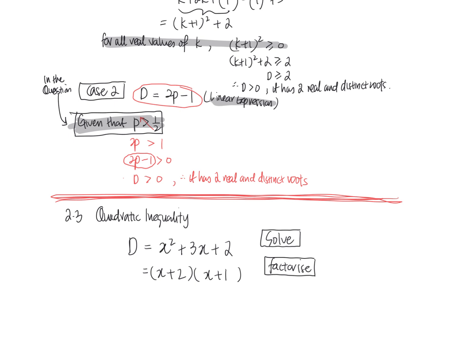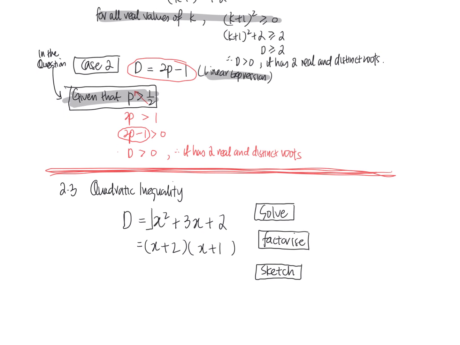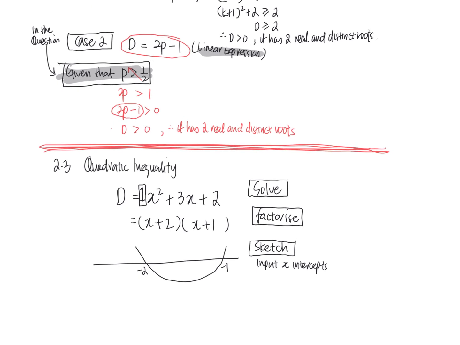Okay, and then next thing you do is you sketch out the shape. Okay, you sketch out the shape. So you know this is 1. It is positive, so it's a minimum curve. And then you input your x-intercepts. Okay, input your x-intercepts, which is -2 and -1. Okay, so after that, you have to follow the instruction of the question. Let's say this question happens to be no real roots. So you know discriminant is less than 0. So follow this. Okay, this part.